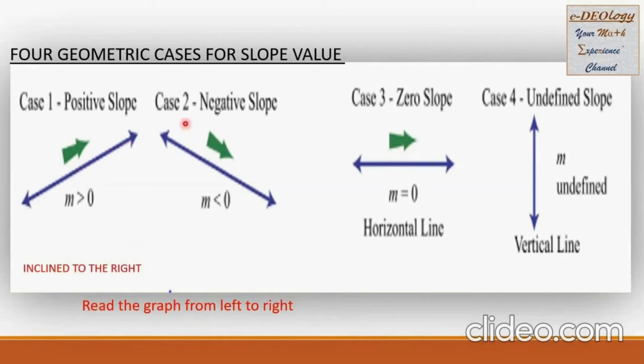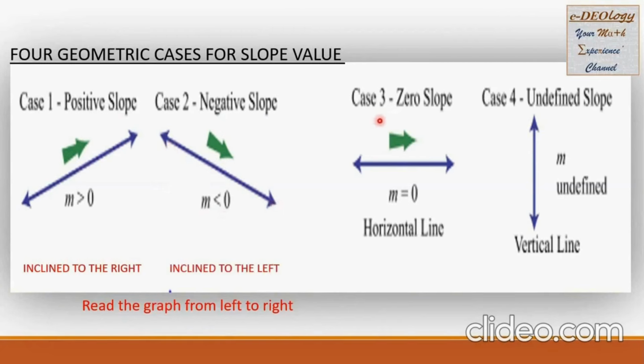The case 2 is when we have negative slope. Our symbol is M is less than 0. Again, we are going to read the graph from left to right. You see the line? It is like going down. Or we can describe this line to be inclined to the left.